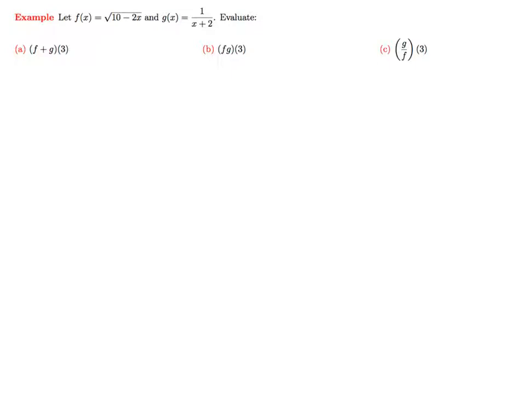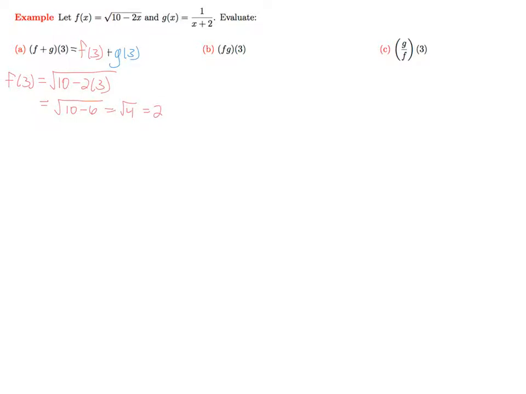So when we talk about f plus g of 3 in part A, for example, what we get is the value when we evaluate f at 3, and then we can add to that the value that we get after evaluating the function g at 3. And so evaluating f at 3, we get the square root of 10 minus 2 times 3. And 2 times 3 is 6. This gives us the square root of 4, which is 2.